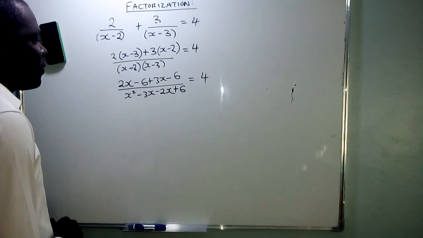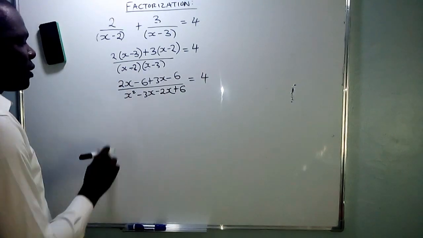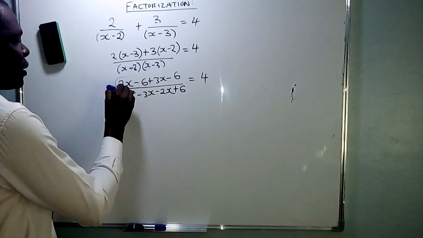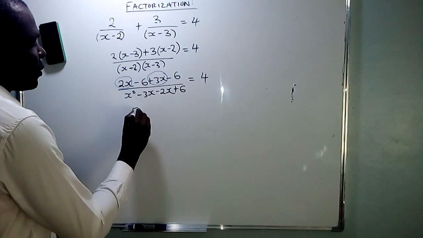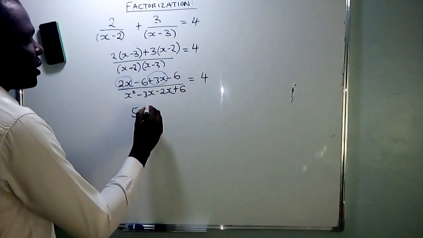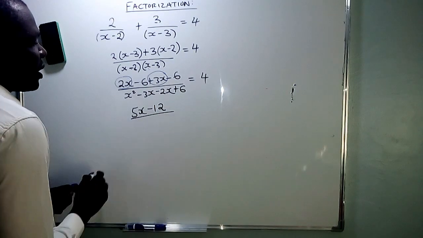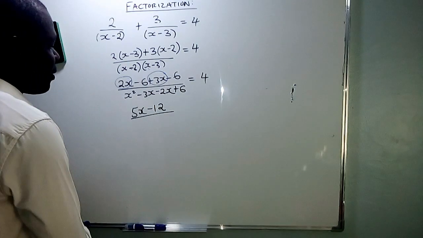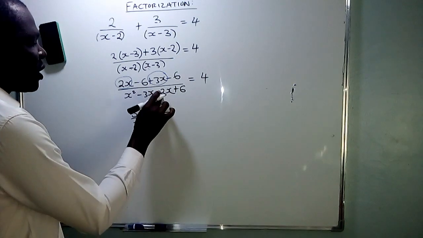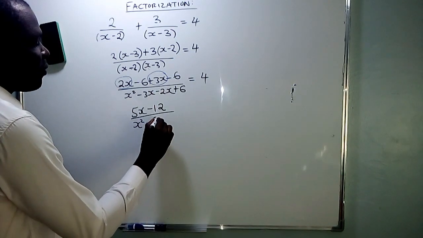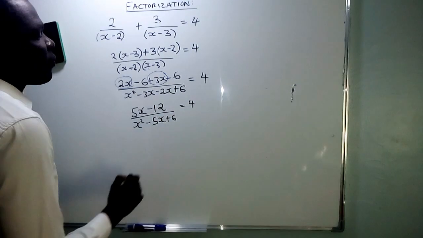Then you simplify further, isn't it? In the numerator on the left hand side we have 2x plus 3x giving us 5x. Then we have negative 6 and negative 6 giving us negative 12. So you've simplified the numerator. Then in the denominator we have x squared minus 3x minus 2x is minus 5x, then plus 6 is equal to 4.